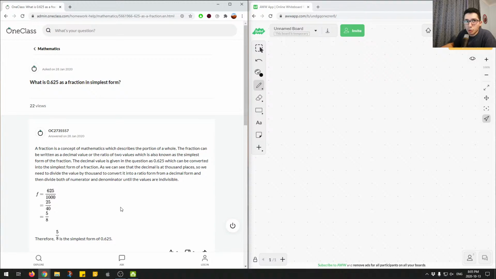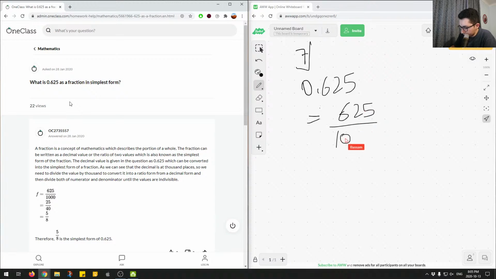Okay, so the next question that we're asked is, what is 0.625 as a fraction in simplest form? Whenever we're looking at a number like this, I would start off by writing it over a large number. This is question number 7. So 0.625, we know that's equivalent to 625 over 1,000. You count how many decimal places over, so 1, 2, 3, and then you know that there are 3 zeros in the bottom of the fraction.